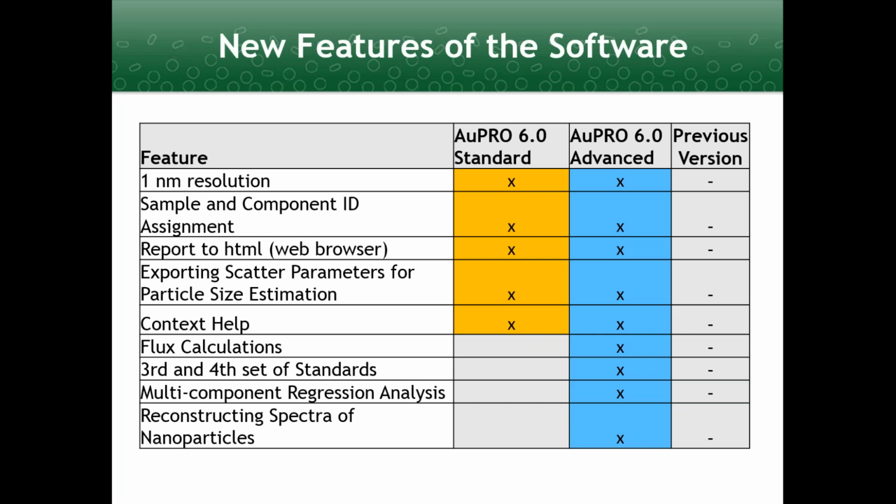Sample and component ID are now part of the record, so you can assign them to your samples. There is a new report which will export to the HTML format, and it will enable you to look at it in the web browser. They will export some scatter parameters which can be useful for more advanced analyzing of the nature of your precipitation. Context help is available throughout the software in this version. The Flux Calculations are available in the advanced version of AuPRO 6. Doing the standard regression analysis with up to 4 different components is available, and reconstructing of the spectra of nanoparticles is also available in AuPRO 6.